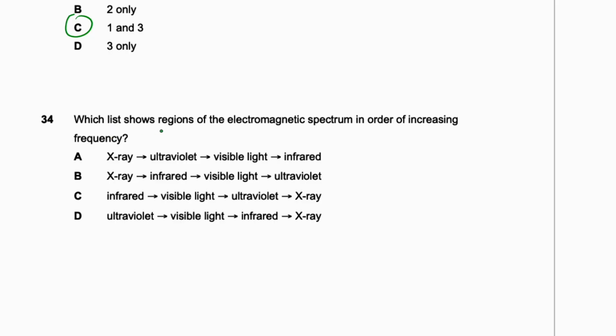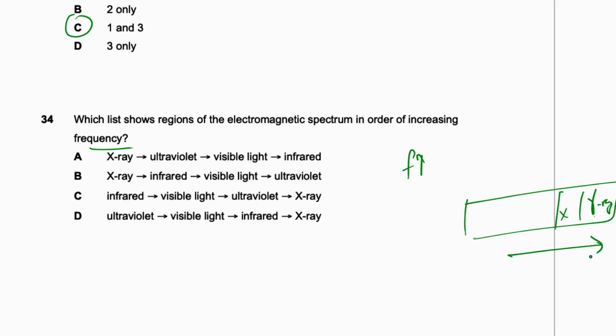Which list shows the regions of the electromagnetic spectrum in order of increasing frequency? So frequency has to increase. The highest frequency in the spectrum was gamma rays, and X-rays should be just before that. So we know that this is increasing frequency. That means it has to go this way, so X-ray should be last. So we know that it's either C or D. Then you should know that ultraviolet is just beside X-ray. So answer C.